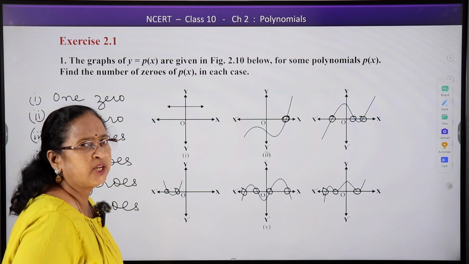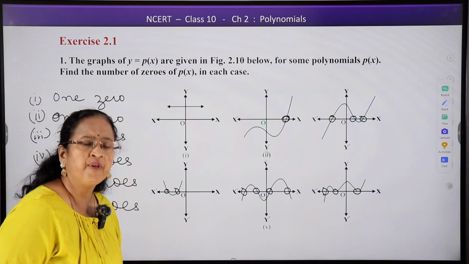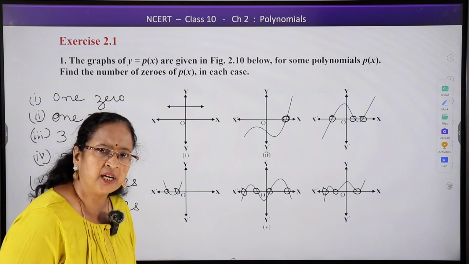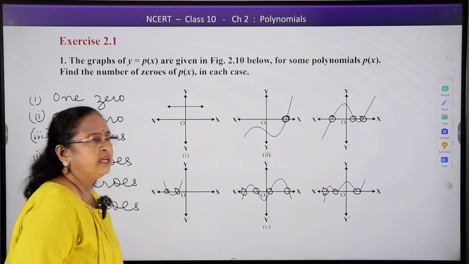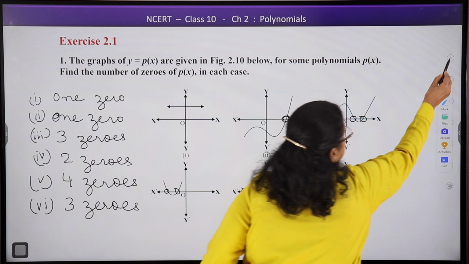So I have seen you have understood it very well, the geometrical representation of zeros of the polynomial. Is it absolutely clear, children? All right. Now let us move to the next part.